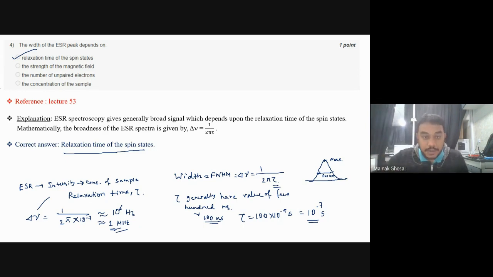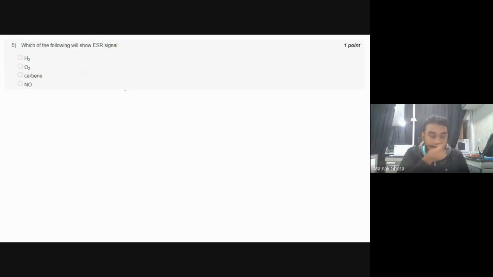Sorry. Okay, so I'm moving to the next question, which is: which of the following will show ESR signal? Hydrogen, oxygen, carbon, and NO. This is a very interesting question. You will find whenever you go, you will find some question regarding this, that which of the following will show ESR signal.